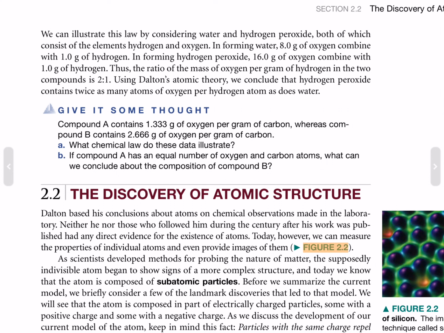We can illustrate this law by considering water and hydrogen peroxide, both of which consist of the elements hydrogen and oxygen. In forming water, 8 grams of oxygen combine with 1 gram of hydrogen. In forming hydrogen peroxide, 16 grams of oxygen combine with 1 gram of hydrogen. Thus, the ratio of the mass of oxygen per gram of hydrogen in the two compounds is 2 to 1. Using Dalton's atomic theory, we conclude that hydrogen peroxide contains twice as many atoms of oxygen per hydrogen atom as does water.